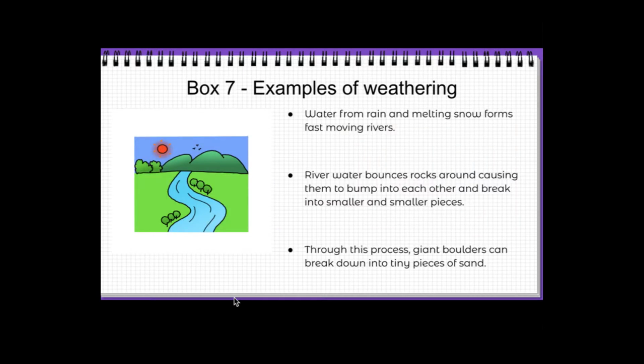Water from rain and melting snow forms fast-moving waters. River water bounces rocks around, causing them to bump into each other and break into smaller and smaller pieces. Through this process, giant boulders can break down into tiny pieces of sand.